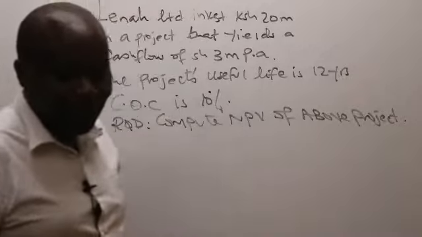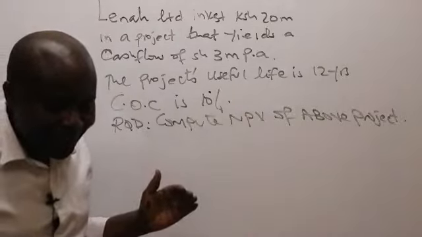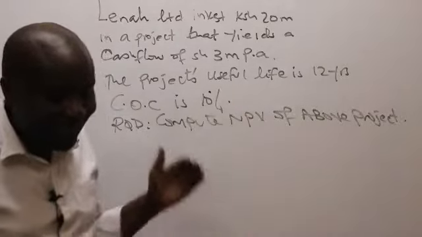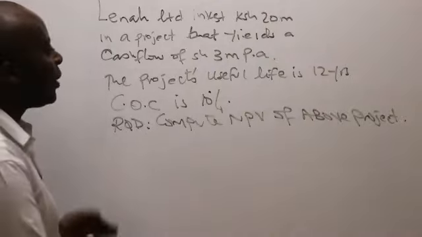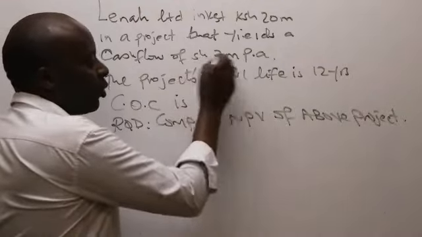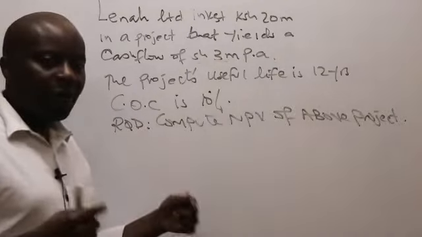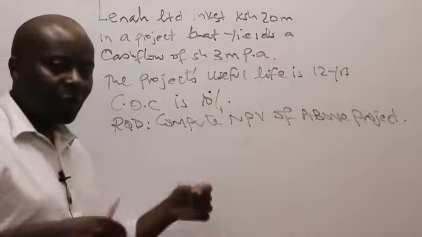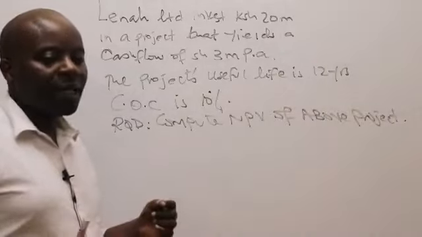Now, ladies and gentlemen, I'm so sure that most of us must have realized something to do with uniformity. This cash flow will be 3 million, which will be received every year. 3 million year 1, 3 million year 2, all the way to year 12. So it's a uniform cash flow.